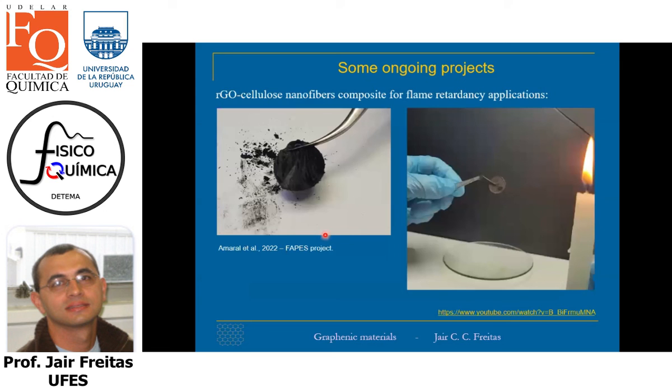Another application that we are studying now is the use of graphene oxide, reduced graphene oxide, in composites with cellulose, with nanocellulose, to produce materials that can be used as flame retardants. So this material resists. There is a movie here. I don't know if I'll be able to play it. Let me try.